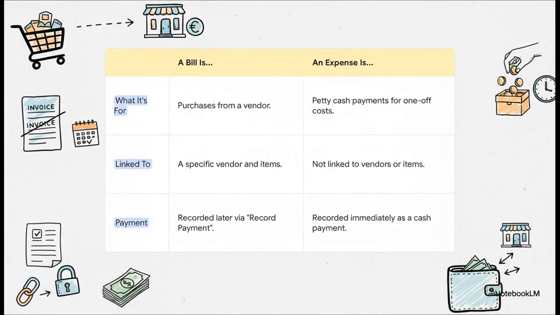So let's break this down because this is probably one of the most important things to get right. What's the real difference between a bill and an expense? Okay, a bill is for a purchase from a specific vendor, one that you're going to pay later. An expense, though, that's for an immediate, one-time cost that you paid for right then and there, probably with cash. Nailing this distinction is absolutely key to keeping your books clean, accurate, and just plain making sense.